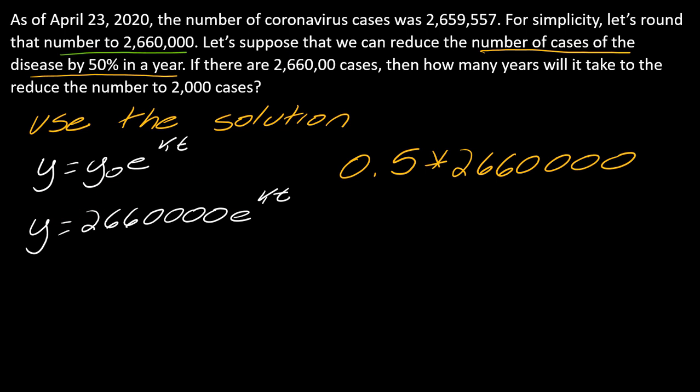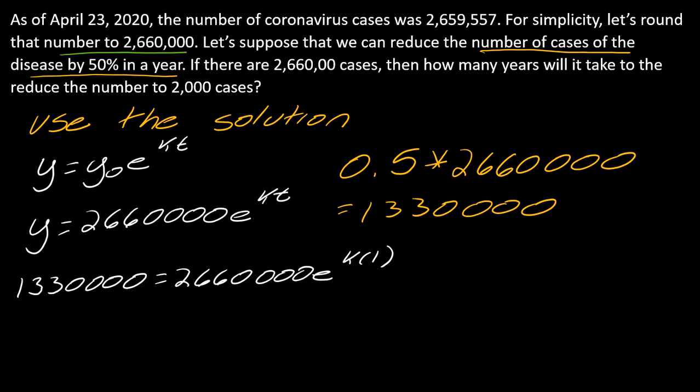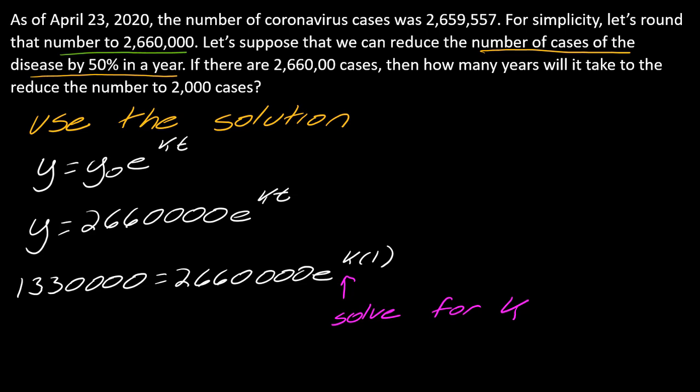If I take half of the number of cases that we have, so 0.5 times that 2,660,000, this is going to give me 1,330,000. And now this can be input into this problem. So let's do that. Now I've got in 1 year, I should have half the number of cases. Okay, so now that we've got that set up, we can just solve for k.